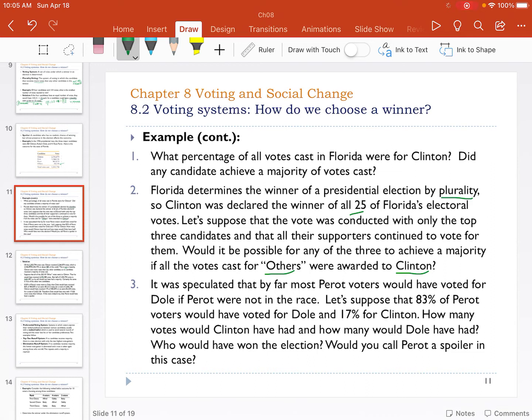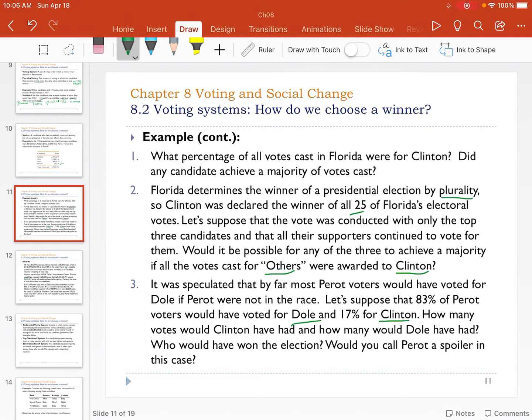I guess Perot was sort of on the right, and so was Dole. And so they said that most of them would go for Dole if Perot had dropped out. And he continued running, 92 and 96, I guess it was. Anyway, suppose that 83%, that's 5 out of 6, of Perot voters would have voted for Dole. So give most of the Perot voters to Dole and see what happens, and just a few to Clinton, about 1 out of 6. So, okay, 17% for Clinton.